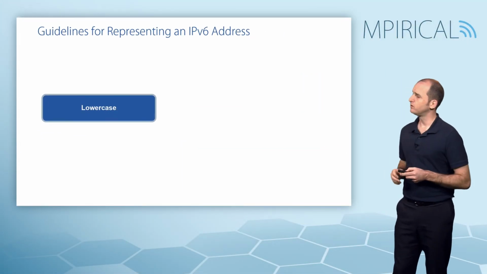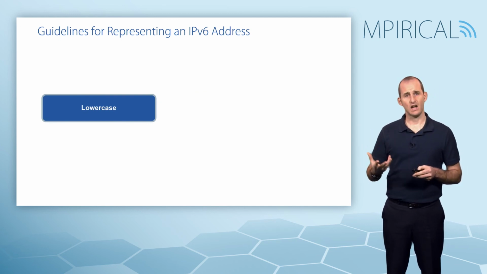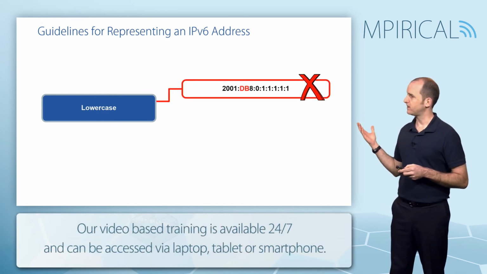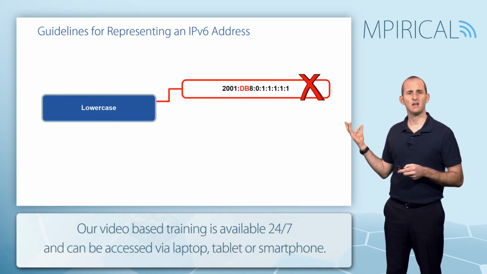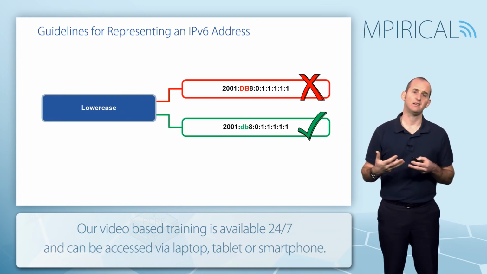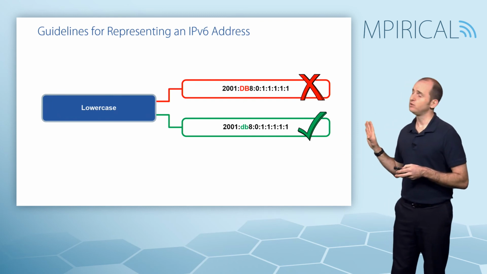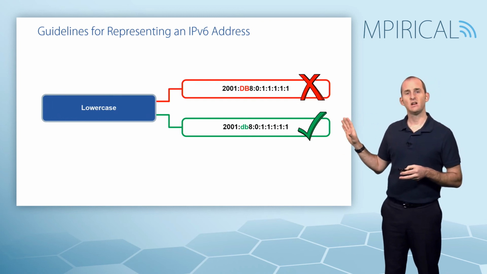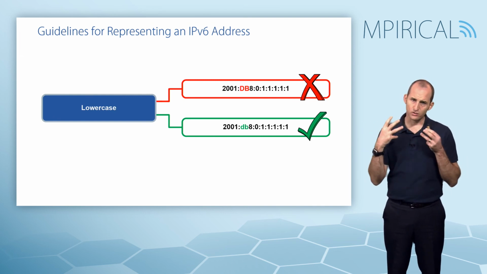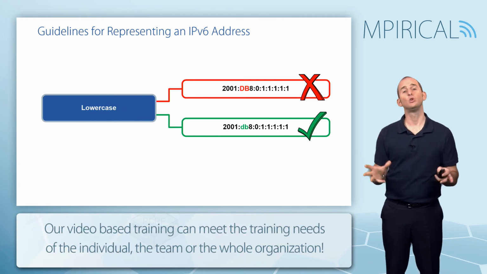The final rule from the IETF is that any alphabetic characters should be in lowercase. So as our example, we've got uppercase letters here, and this is not allowed. We should really be annotating in lowercase. And if we do follow these rules, the idea that the IETF is really pushing at this time is to have consistent annotation of IPv6 addressing on a global basis.